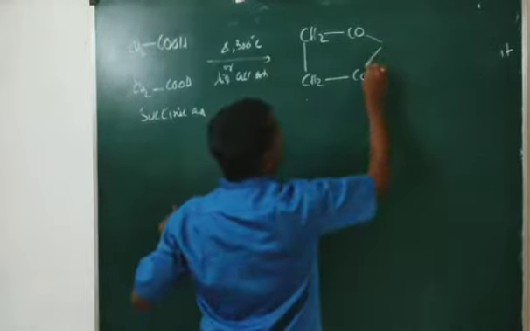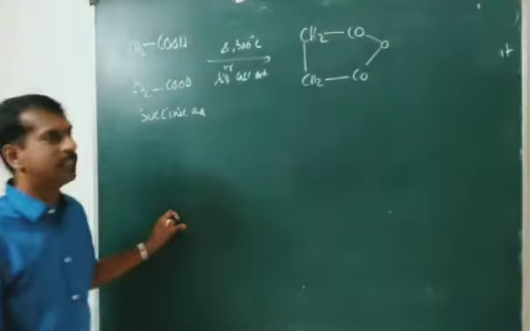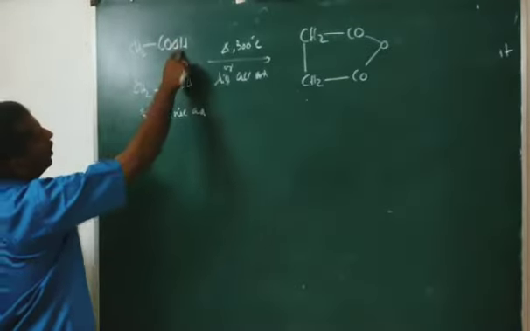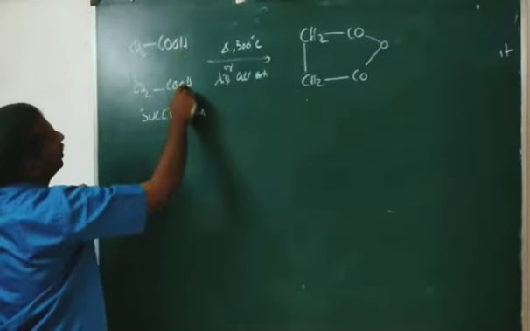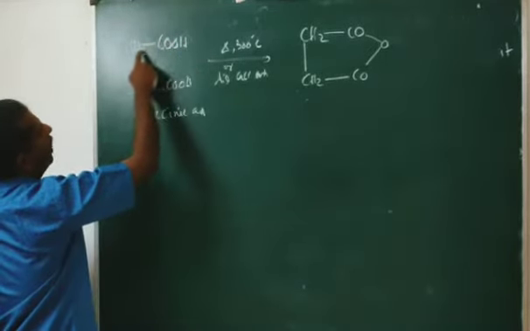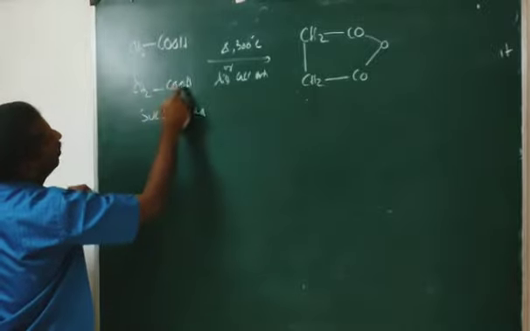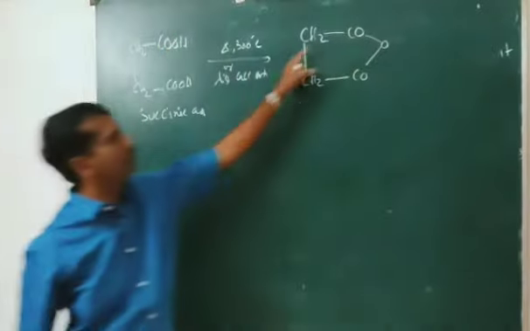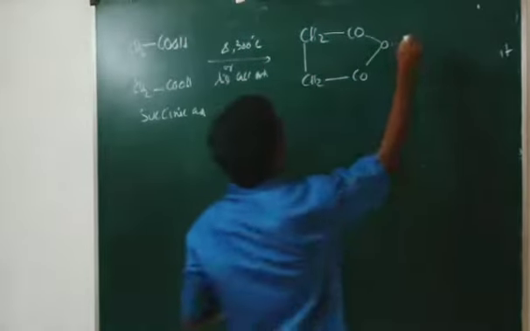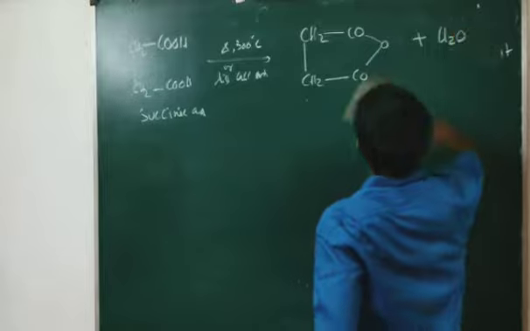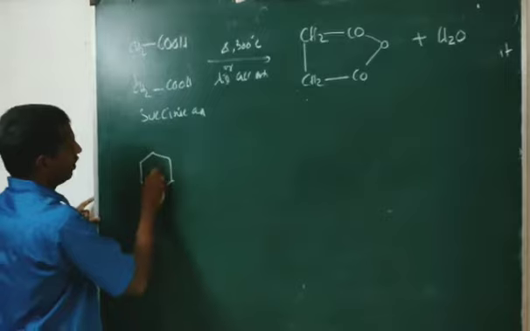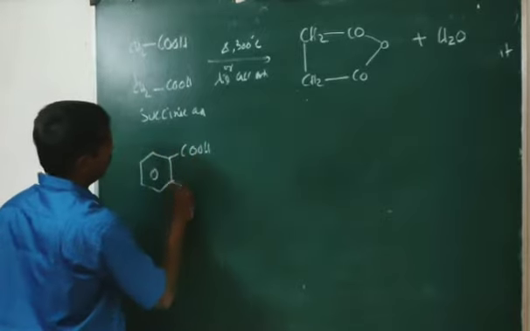Here you can see that this is anhydride. So look at here, H2O. You can take H from here and OH from here, or you can take H from here and OH from here. Anyway, you get CO, CH2, CO. There is an extra oxygen, so it will form a cyclic compound, cyclic anhydride, plus H2O eliminated.